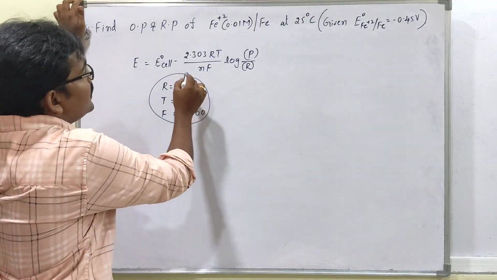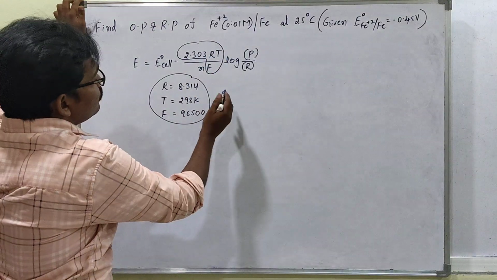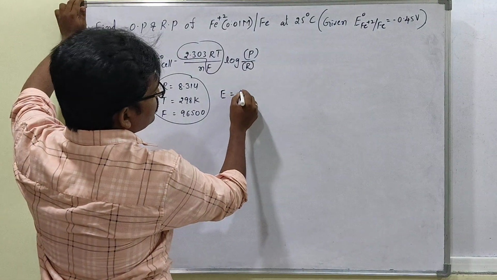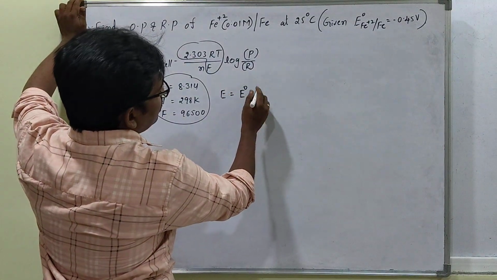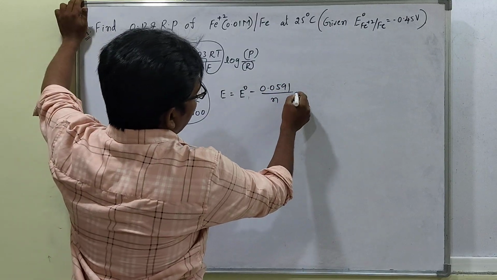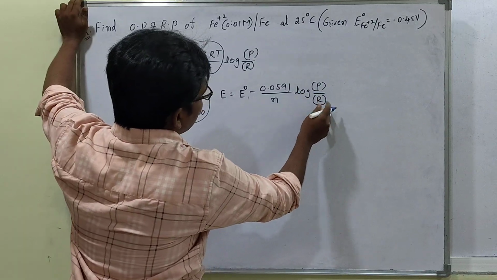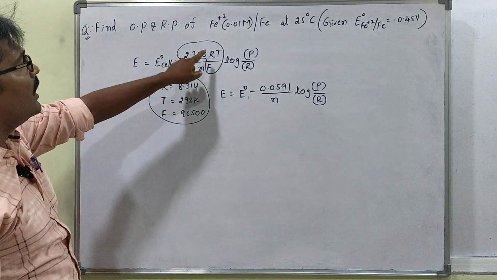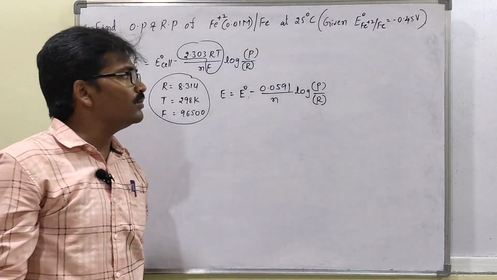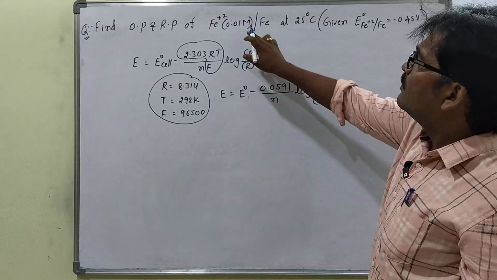When all these values are substituted in this, we get the same Nernst equation: E cell equals E naught cell minus 0.0591 divided by N log product concentration divided by reactant concentration. So when we substitute all these values and multiply, you can get the value 0.0591. That you have to remember, right? So come to the point. Now here one of the cells is given.